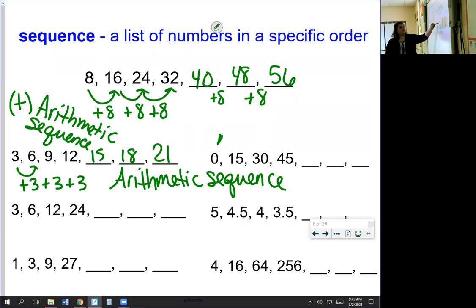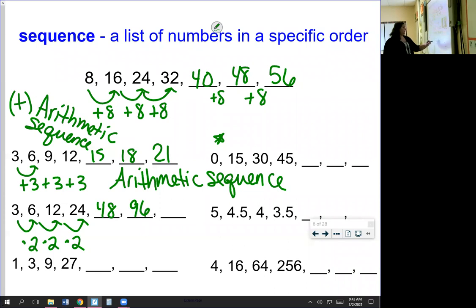This one as well would be arithmetic. But then we get down to this. So what if it's not addition? What if it's multiplication or division? So this has a different name. So right here, this is not add 3 now. This is multiplying by 2, multiplying by 2, multiplying by 2. So this would be 48, 96, 96 plus 96 is 192. I think I did that right.